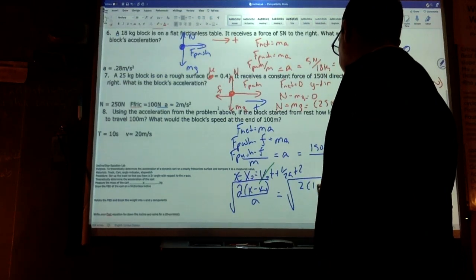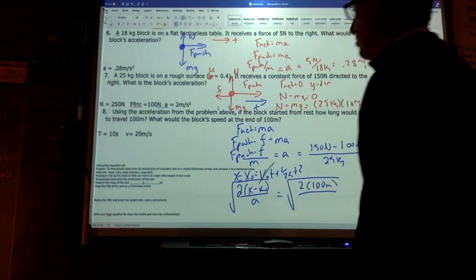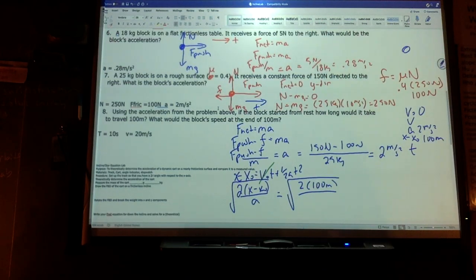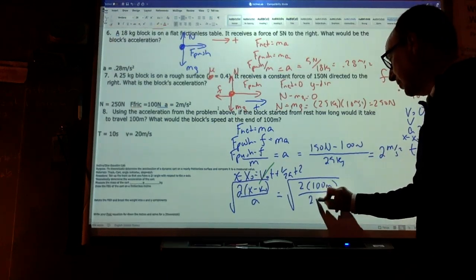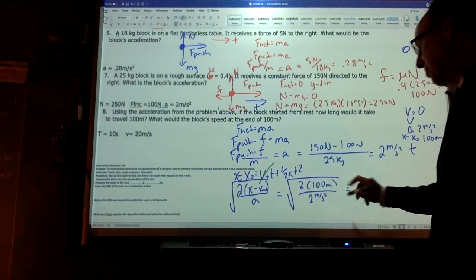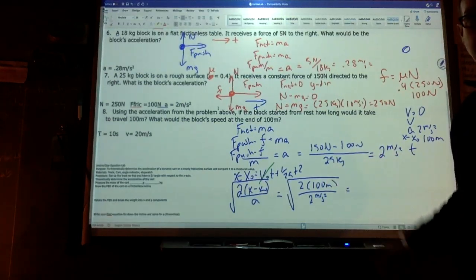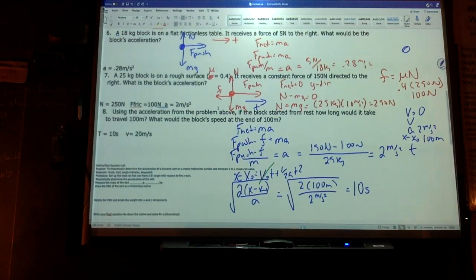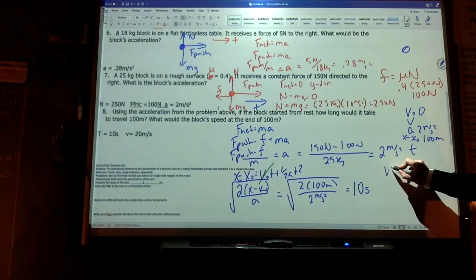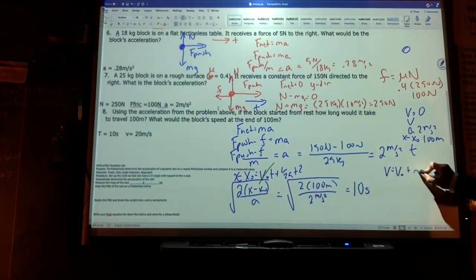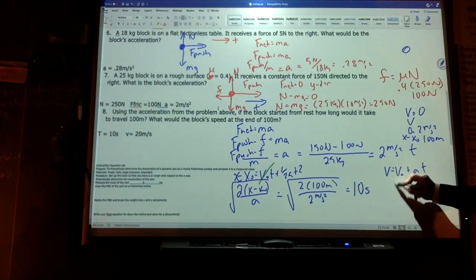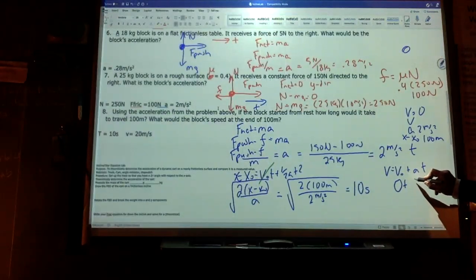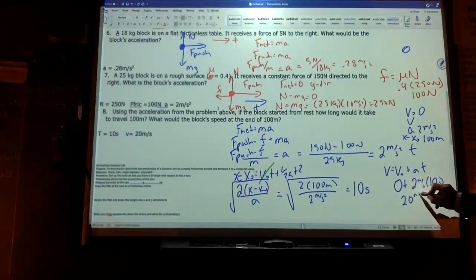So I have 2 times 100 divided by 2 meters per second squared. So 2 divided by 2 is 1. So square root of 100 is going to be plus or minus 10, but it's time, so it's going to be positive. It's 10 seconds. And then finally, my final velocity would be equal to v naught plus at, which this is 0. And my acceleration is 2. My time is 10. So it gives me a final velocity of 20.